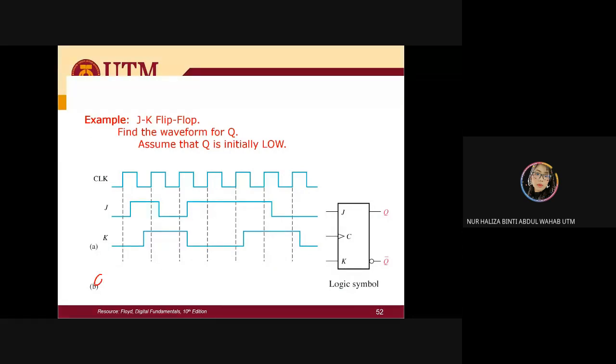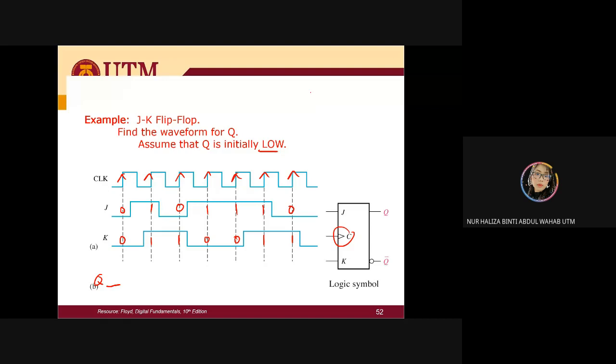Let me draw for you. We have initial is low. We have positive clock, positive, positive, positive, positive, positive. And at each positive edge, I'm going to put the value, so it will be easier for me later on. Here will be 1, 0, 1, 0, 1, 1, 0, 1. Correct me if I wrongly label, okay?